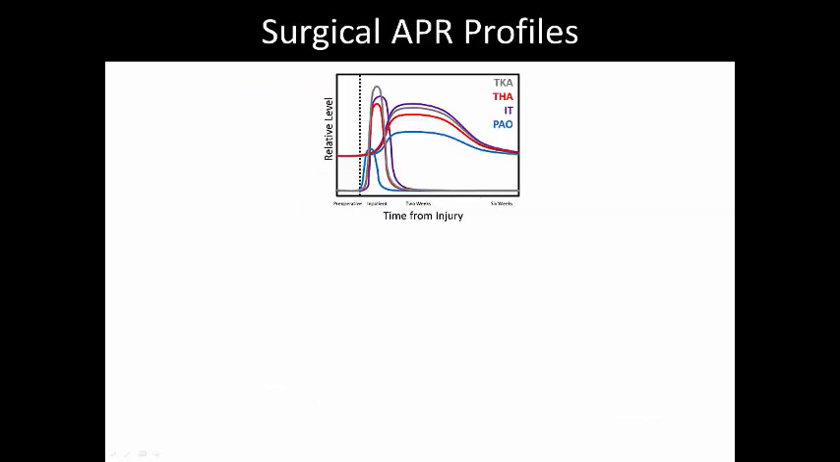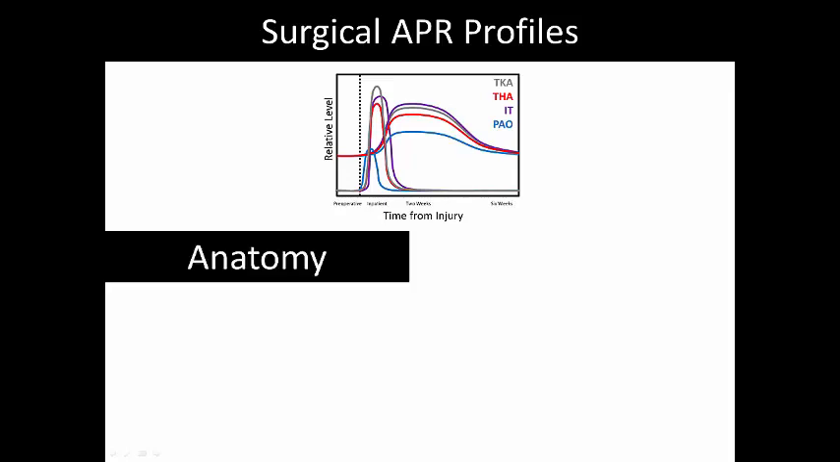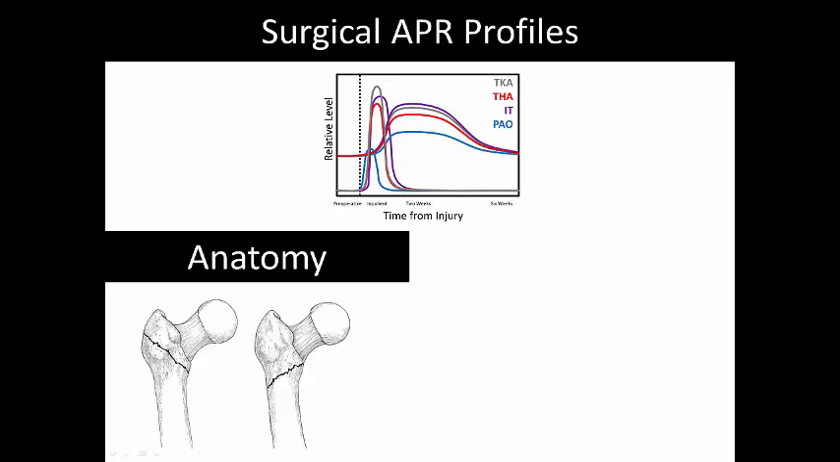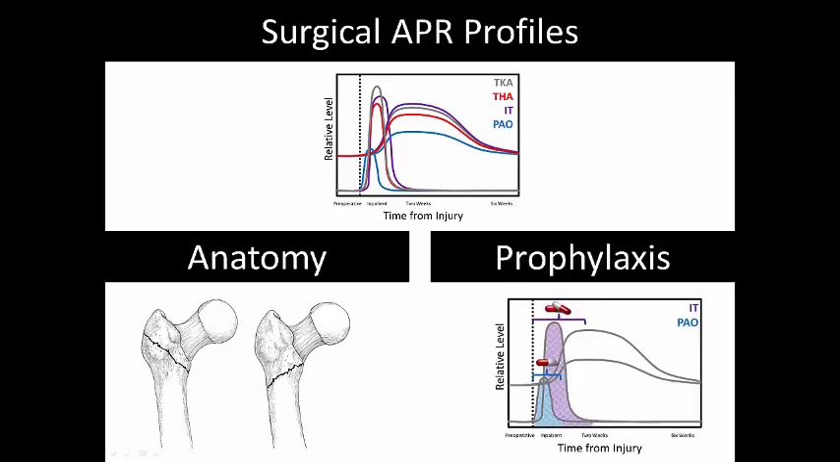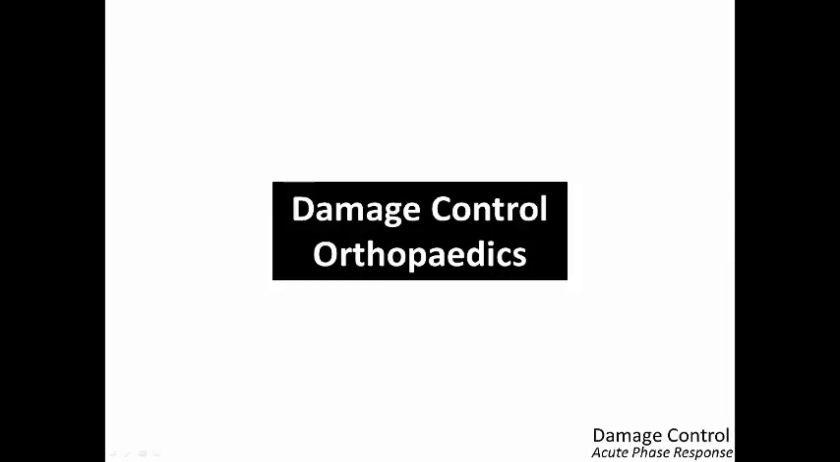To recap, different surgeries have different acute phase response profiles. Different anatomical locations have different capacities to signal inflammation and to signal an acute phase response. The femur has a strong inflammatory signal. Perhaps we can use the knowledge of the magnitude and the duration of the acute phase response to direct the duration of prophylaxis in order to maximize wound healing and minimize complications during critical time periods.